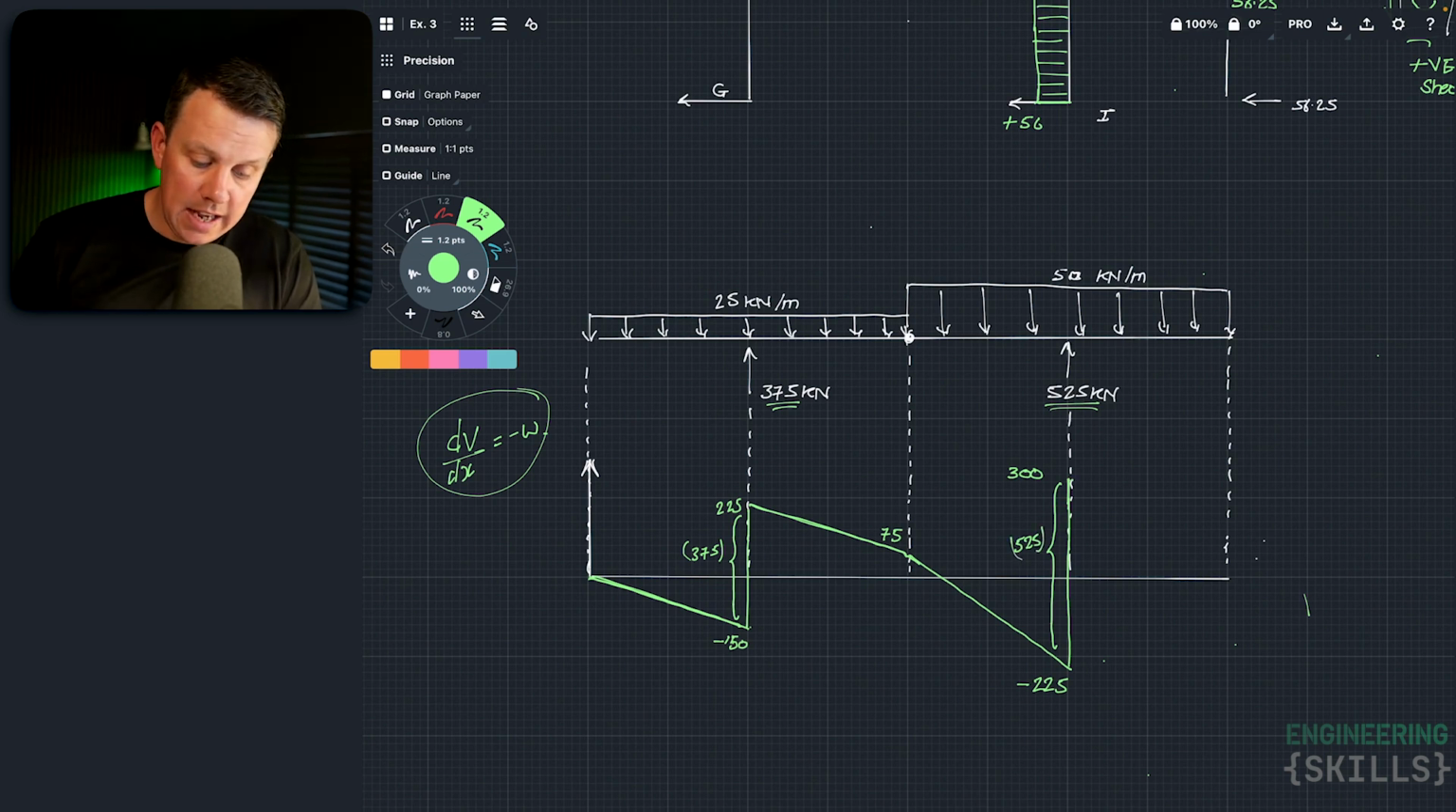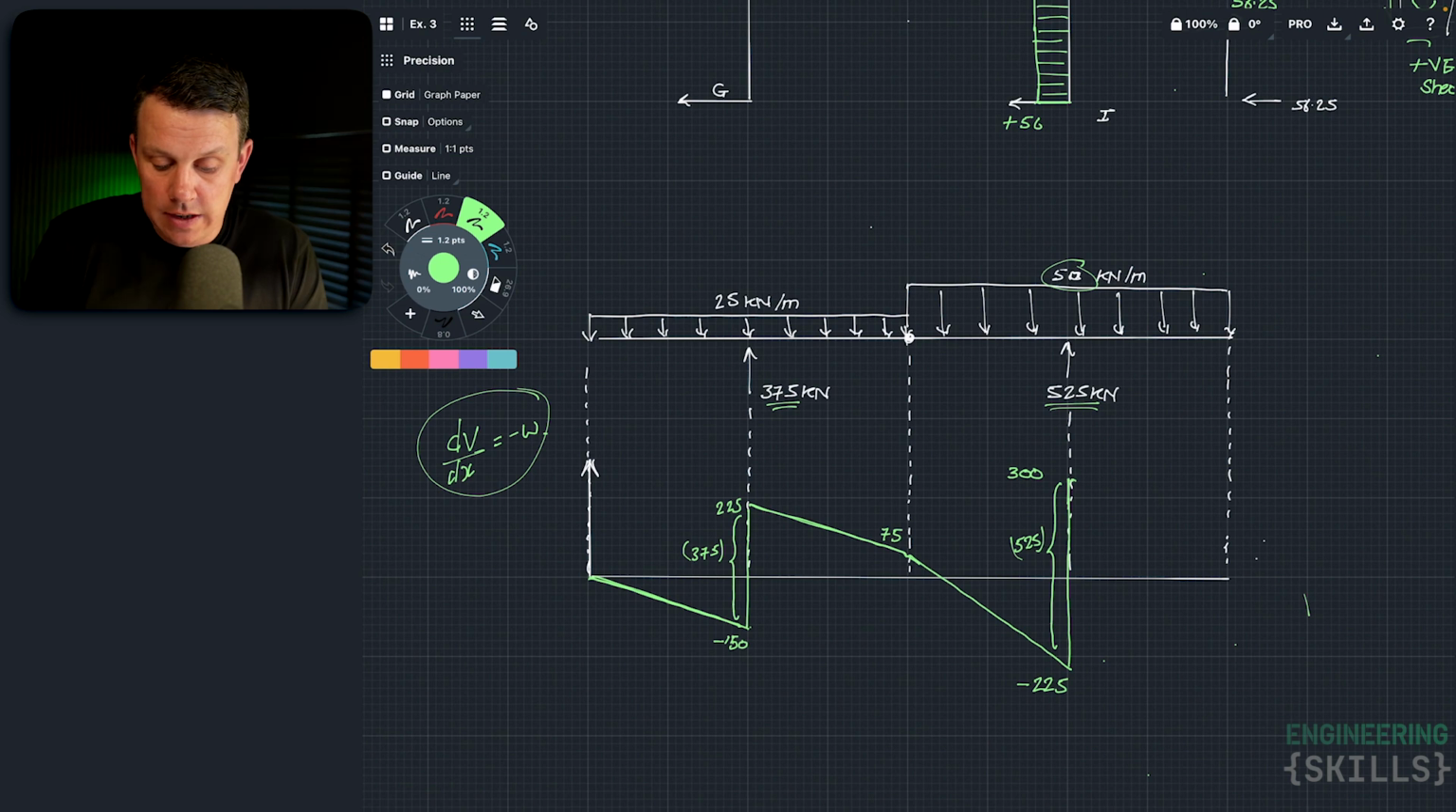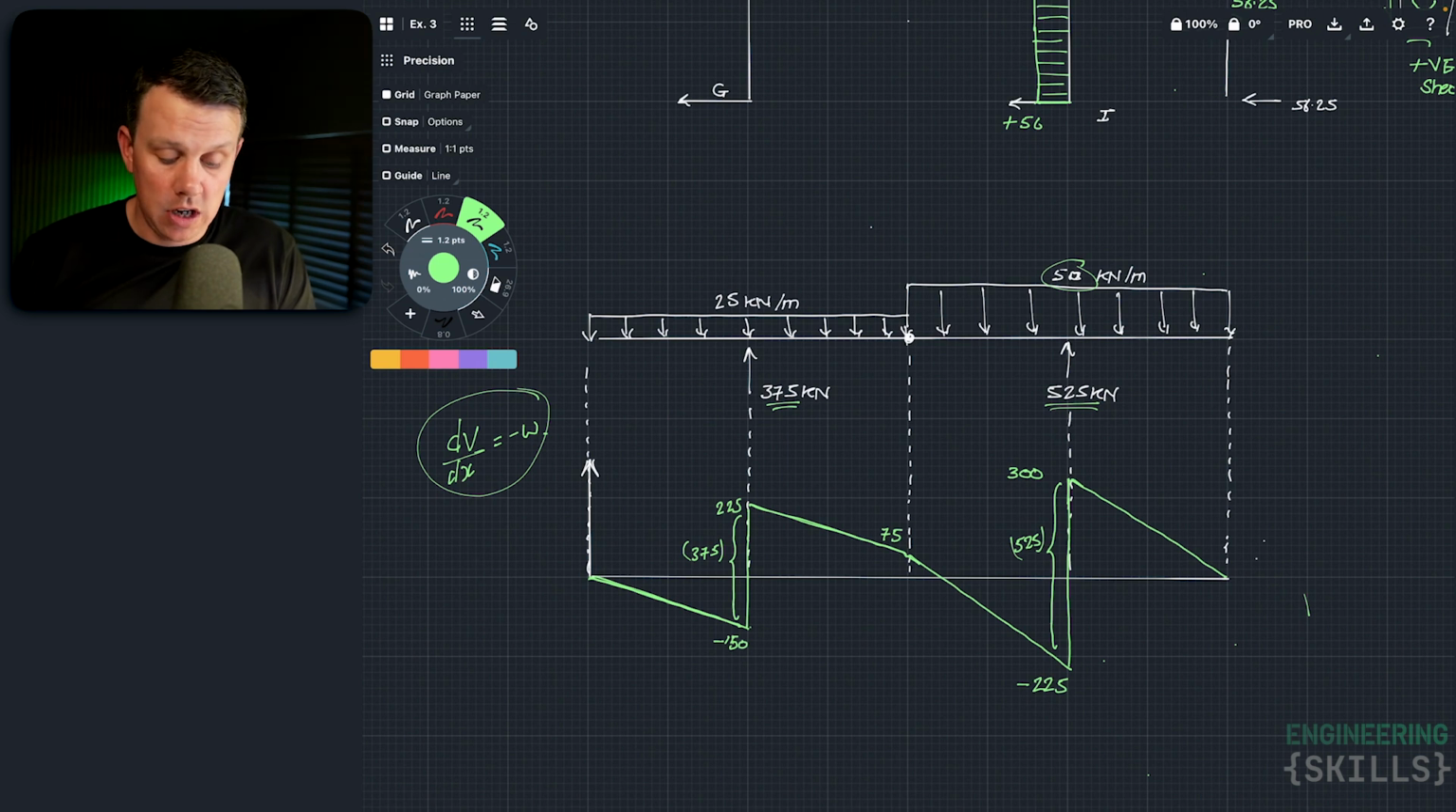Okay, and then the decline continues, right? So we're up at 300 up here. We're declining then at a rate of 50 kilonewtons per meter over 6 meters is 300, which brings us back down, as we would expect, to 0 at the free end, like so. Excellent. And that is our full shear force diagram with all of the values on there.